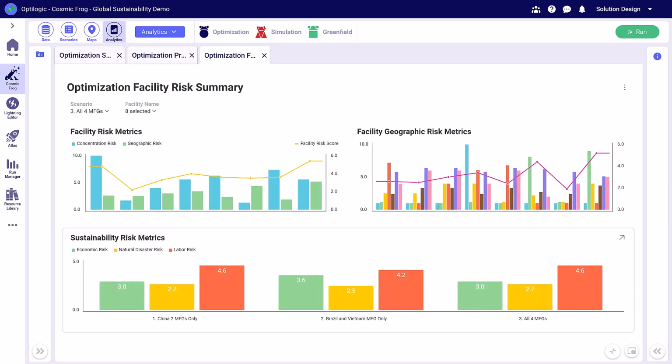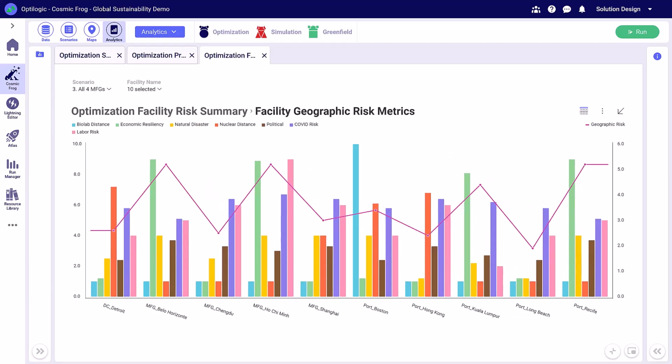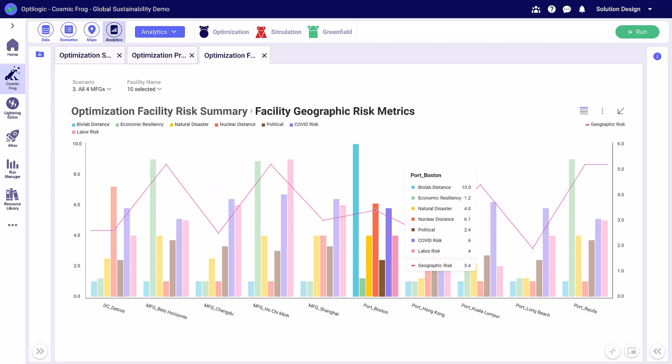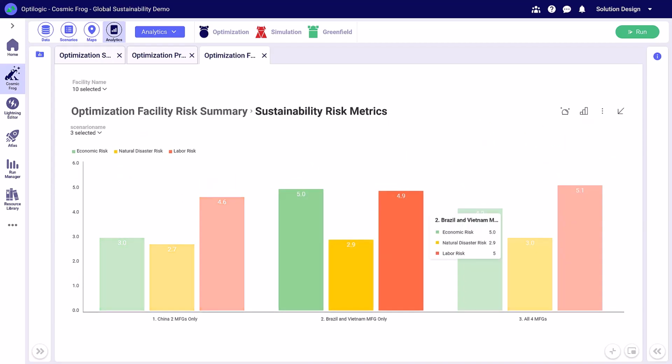As a final step, we can look at our risk analysis with the facility risk summary. Here we report the results of the risk engine, which include internal factors like concentration risk and external factors like geographic risk. Included in geographic risk are some common sustainability metrics like economic risk, natural disaster risk, and labor risk. And you get this breakdown score for each of your locations.